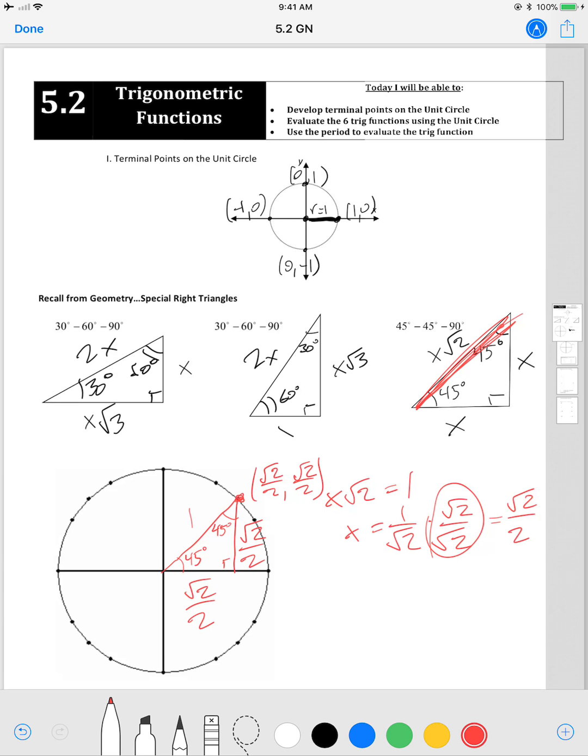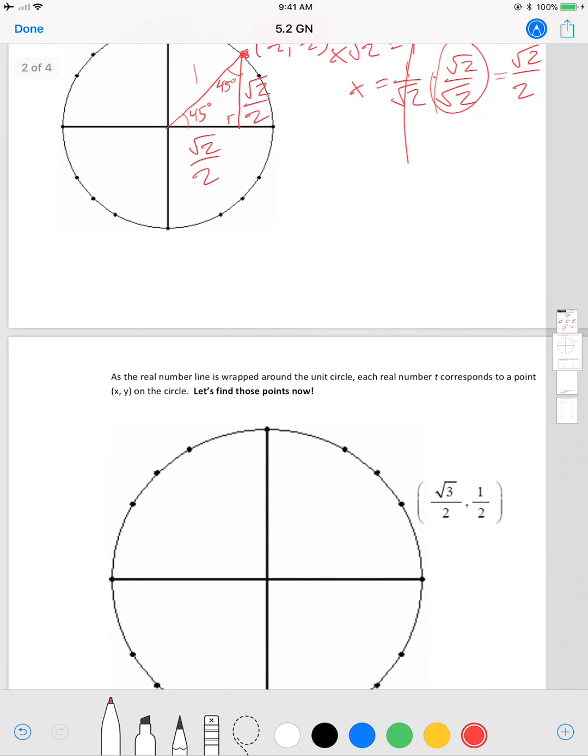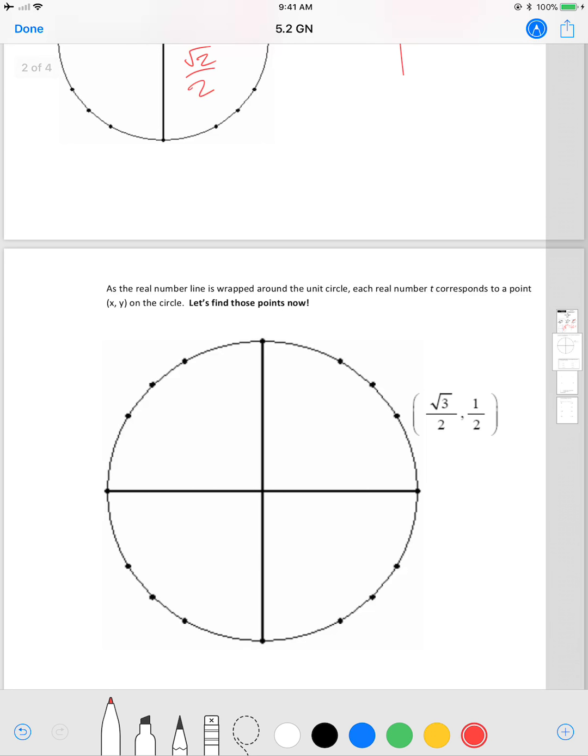Okay, so because we split up the unit circle into 30, 45, and 60 degree increments, we can use our special right triangles from geometry and the ratios of the sides of those triangles to get us the coordinates along the unit circle. So knowing this, we can fill in all of these points.